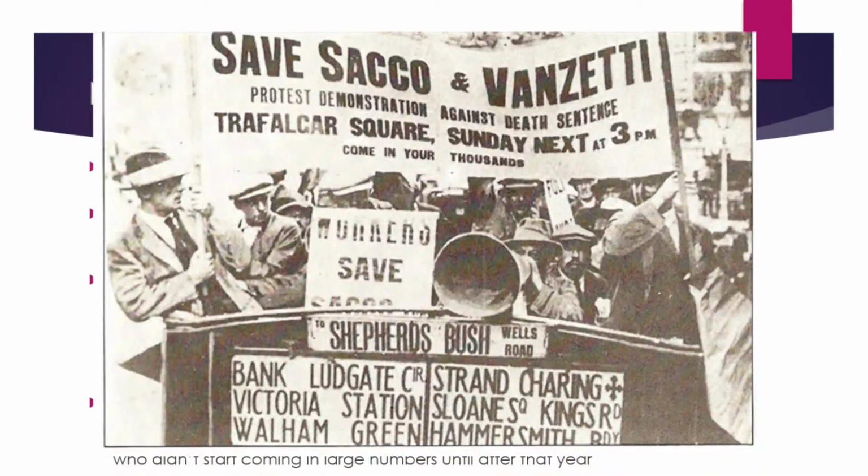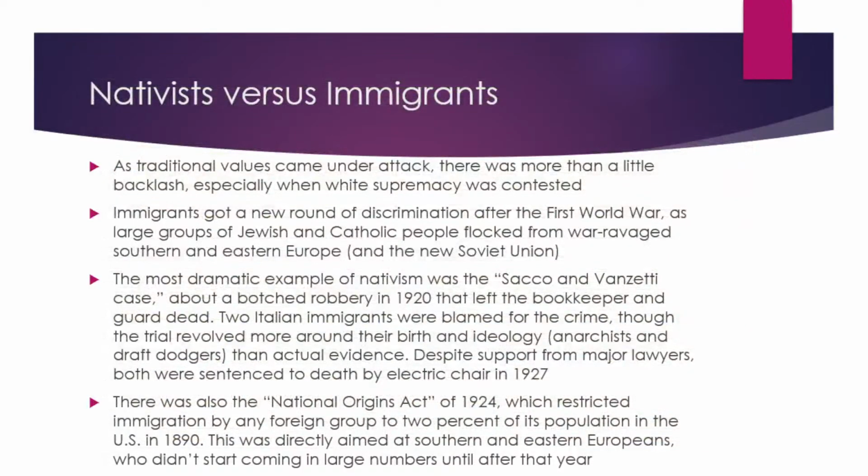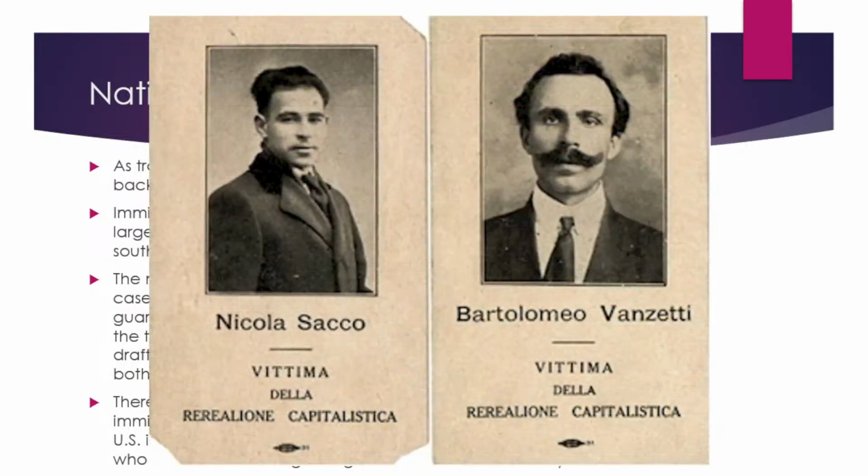So we had lots of demonstrations for Sacco and Vanzetti. This is actually in England, Trafalgar Square, coming near thousands. So here they are, Nicola Sacco and Bartolomeo Vanzetti.